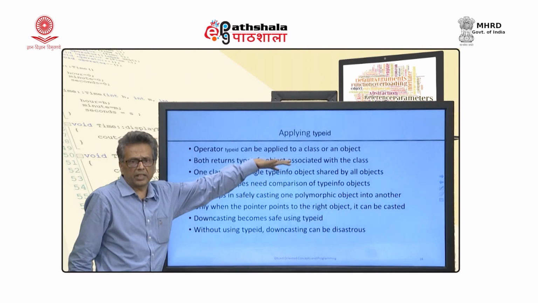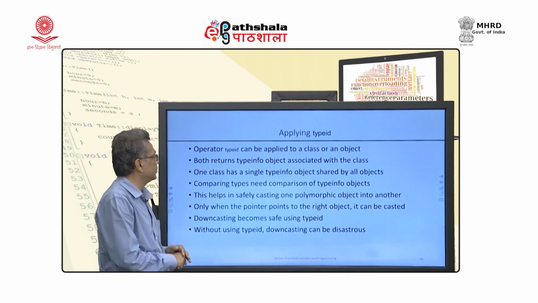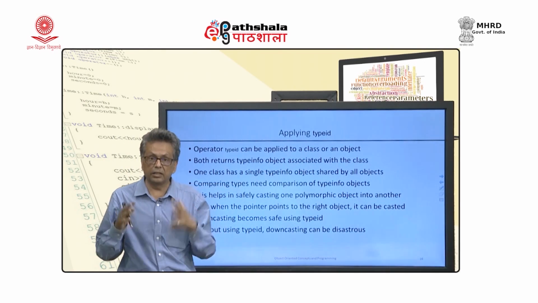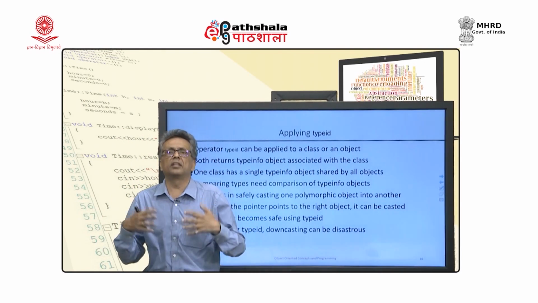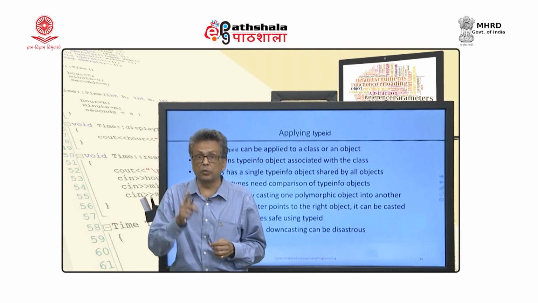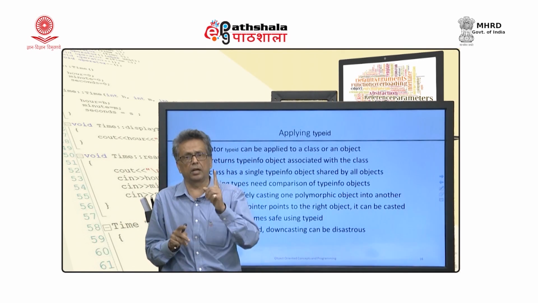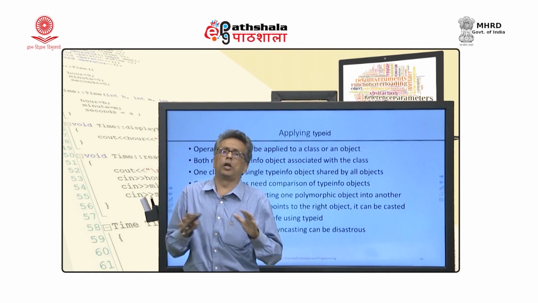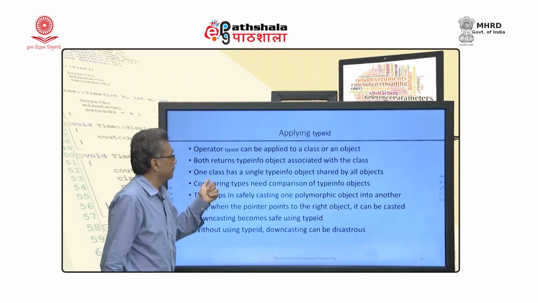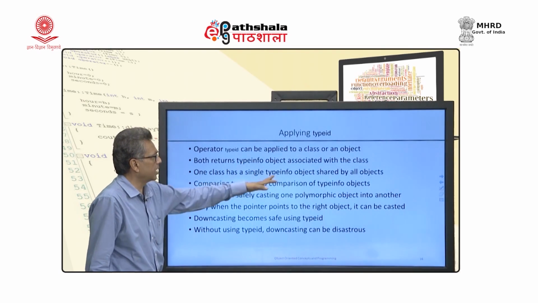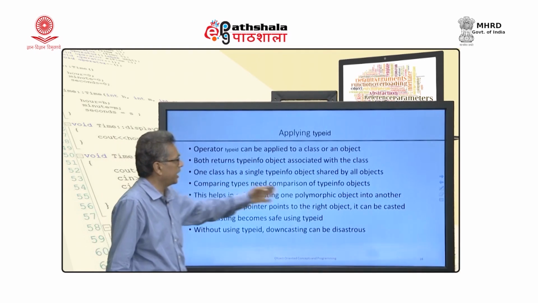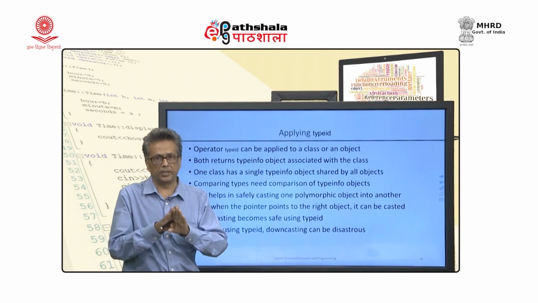Applying typeid can be done in 2 different ways. You can apply it to a class or an object. In either case, it will return the type_info object associated with the class. Please understand, there is a single type_info object associated with a class, which is shared by all objects. So, one class has a single type_info object shared by all objects. Comparing types needs comparison of type_info objects.